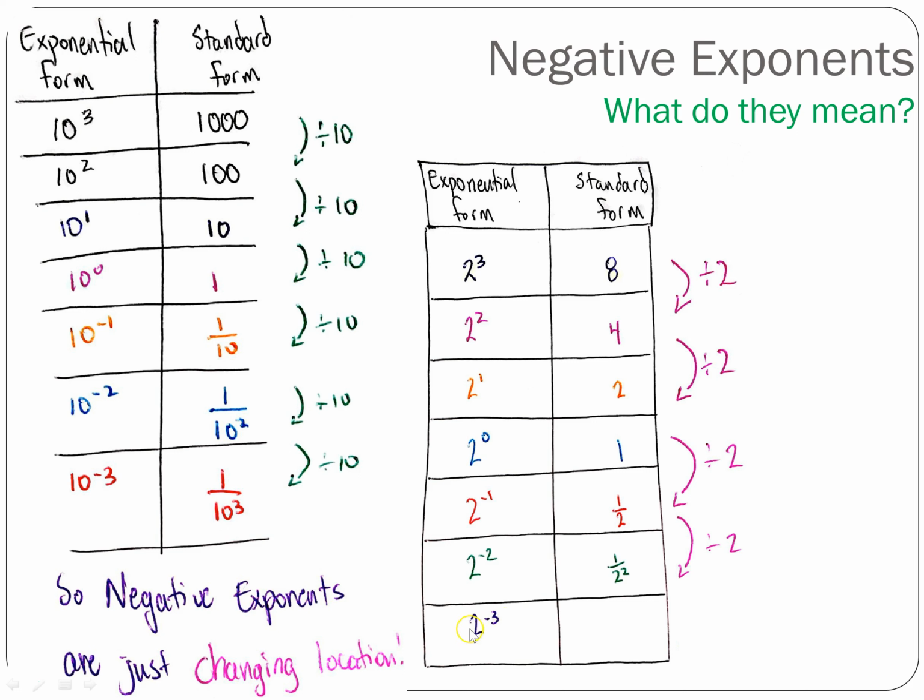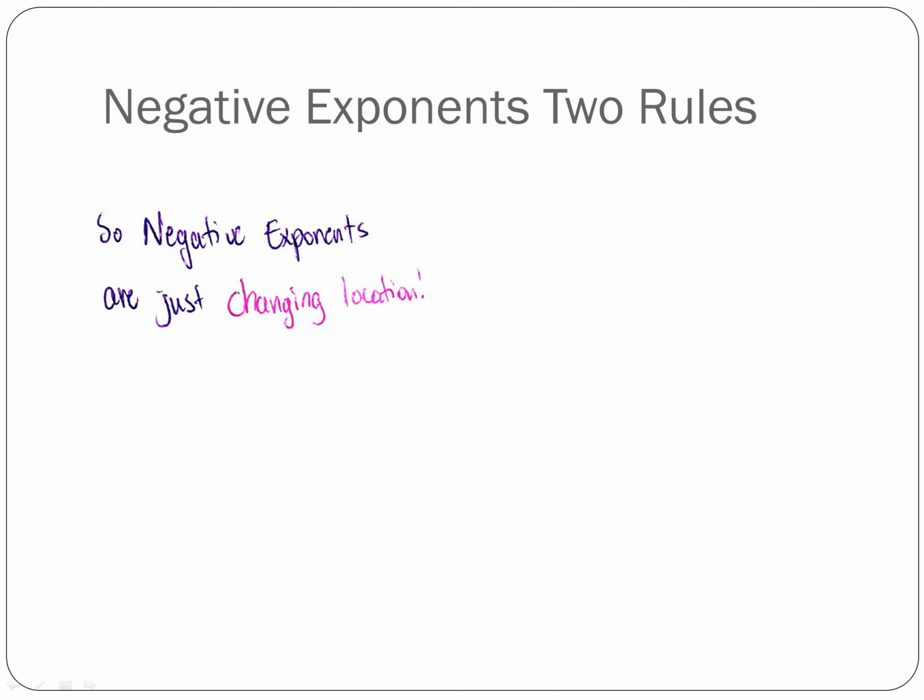Here I have 2 to the negative third power. Of course, that gets me another dividing by 2. So if I divide again, that gives me 3 2's in the denominator, or 2 to the third power. Again, this pattern, negative exponents are just changing location. So negative exponents have 2 rules. Again, I'm going to say this over and over. Negative exponents are just changing location. See, like 10 to the negative third is equal to 1 over 10 to the third power.